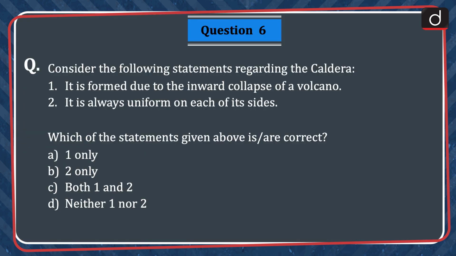Next question is, consider the following statements regarding the caldera. 1. It is formed due to the inward collapse of a volcano. 2. It is always uniform on each of its sides. Which of the statements given above is correct? 1 only, 2 only, both 1 and 2, or neither 1 nor 2? The correct answer is option A, 1 only.